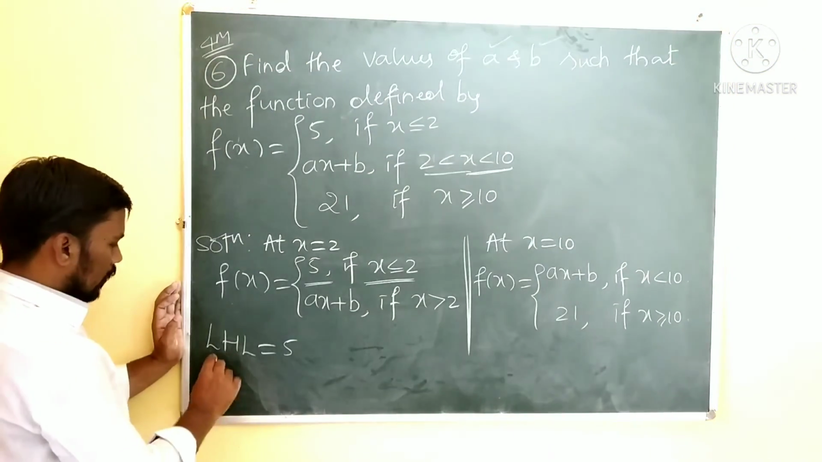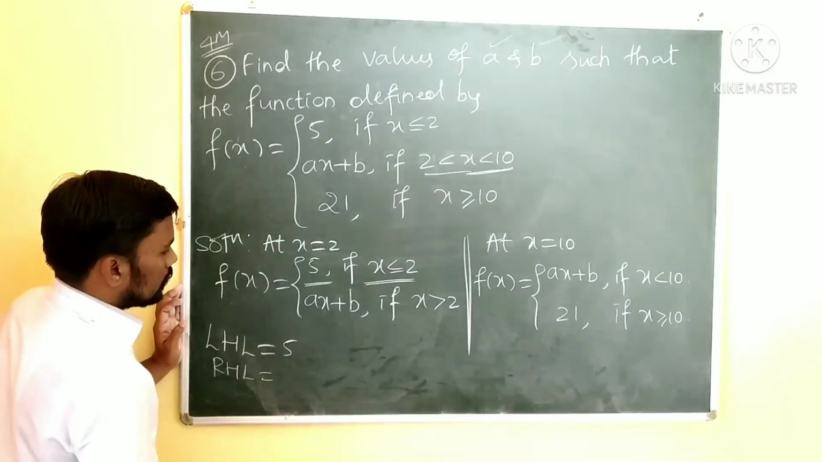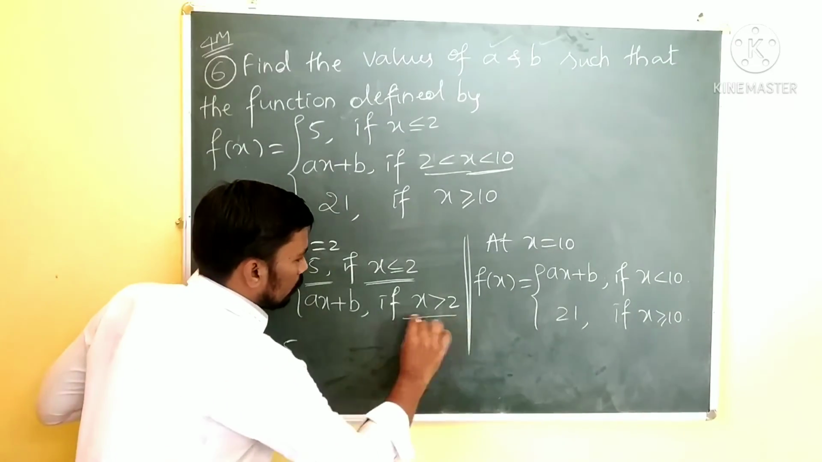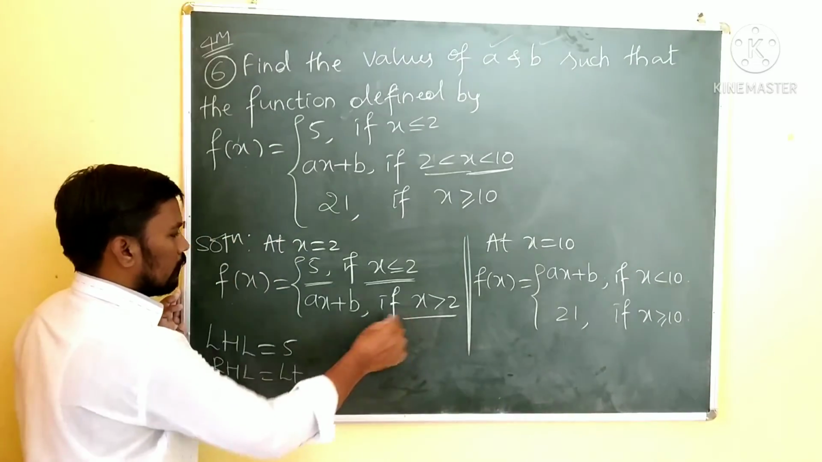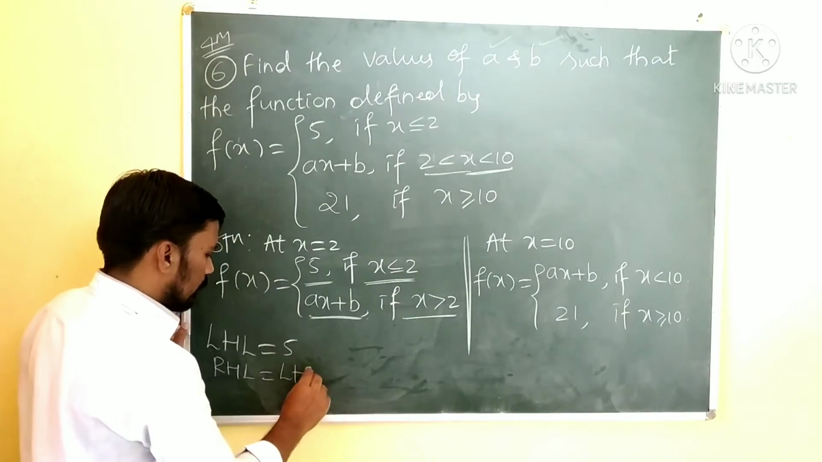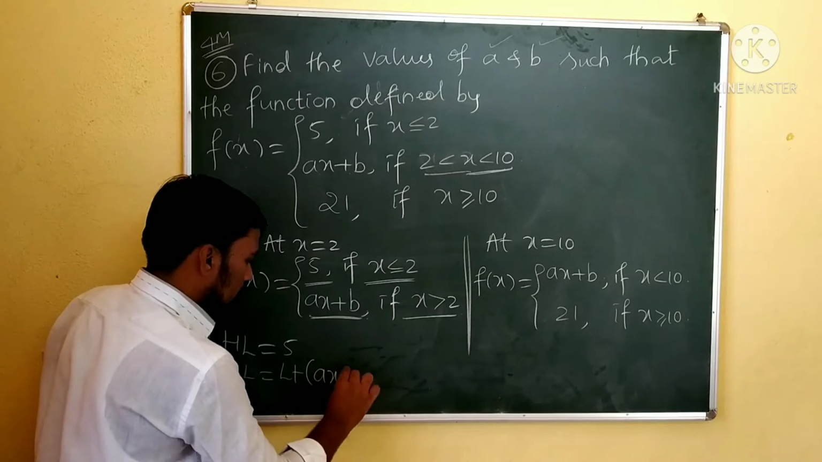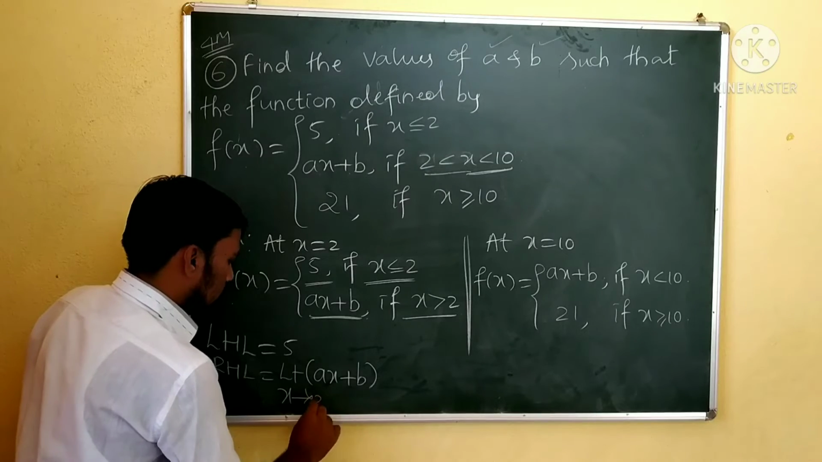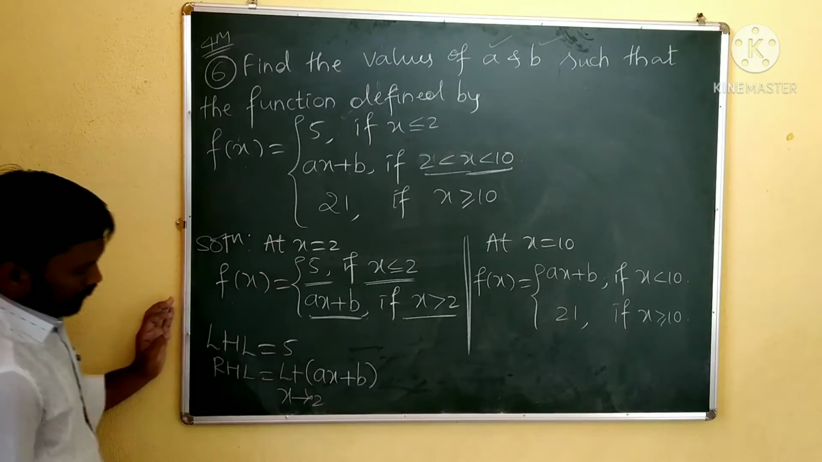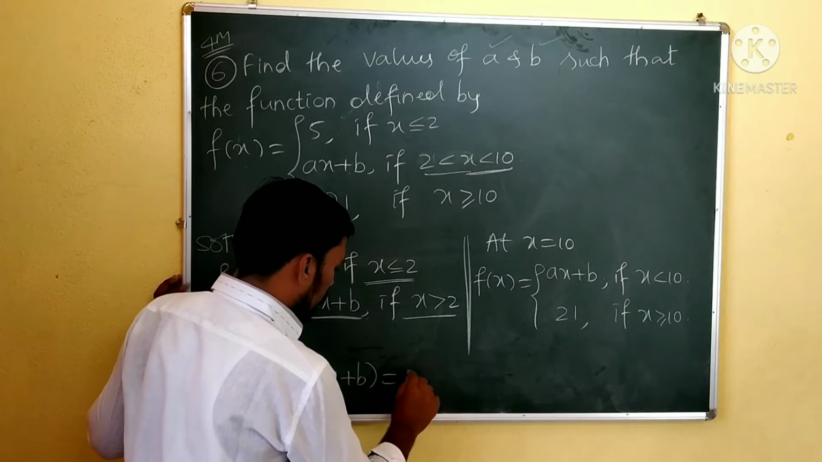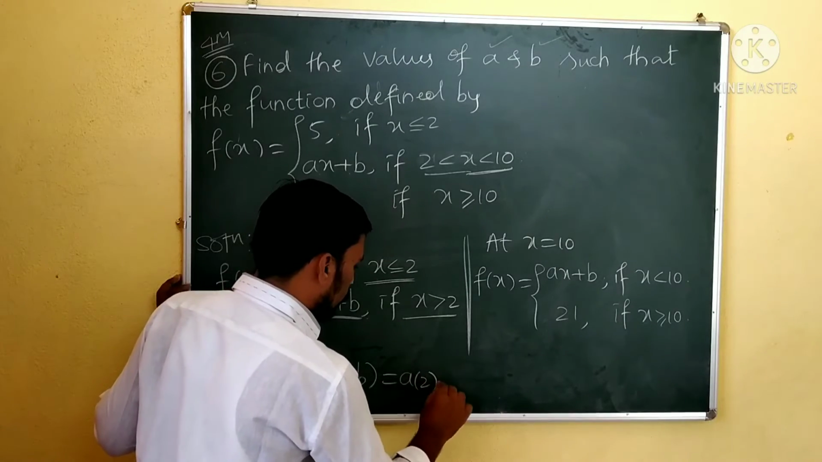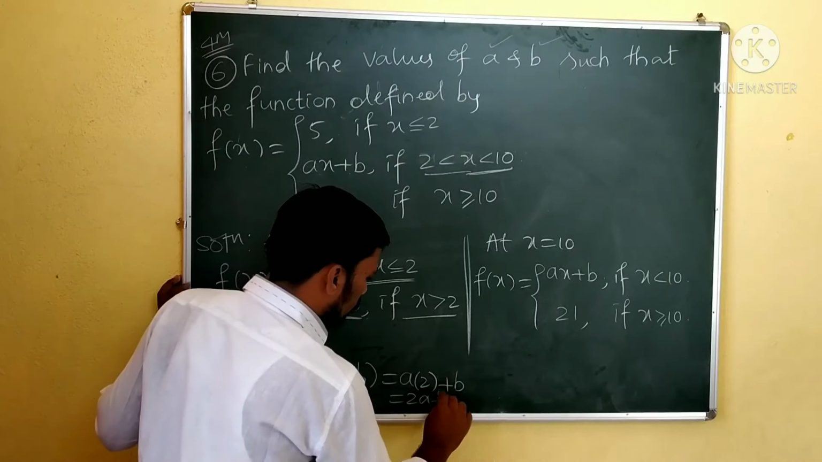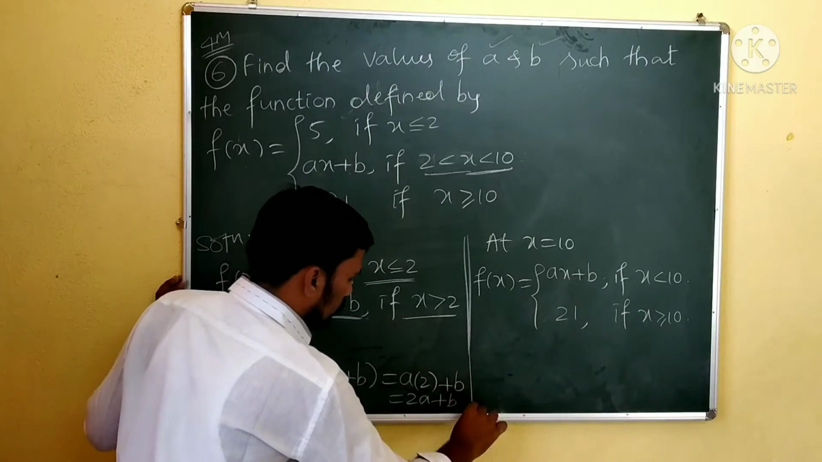And the right hand limit RHL is equal to limit of. For the right hand limit we have to see the greater than symbol. In this interval the function value is how much? ax plus b. So what is the limit point here? x tending to 2. So now apply the limit, ax becomes a into 2 plus b. This is 2a plus b.